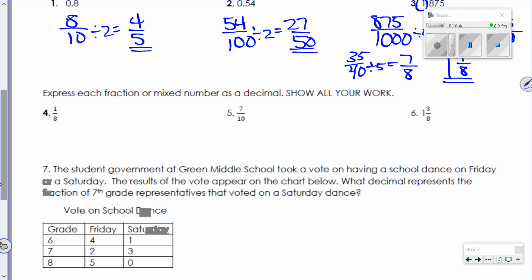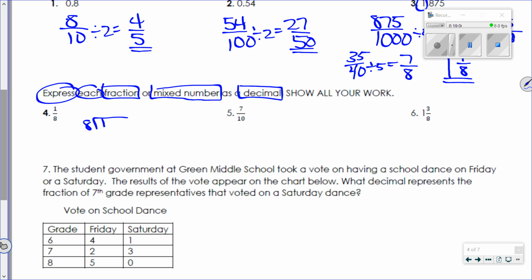Okay? Express each fraction or mixed number as a decimal. This is where we are dividing again. The winner, top guy, goes in the house. Losers left in the cold. We actually already did this one once, so I'm going to go through it quick. So, 125 hundredths.